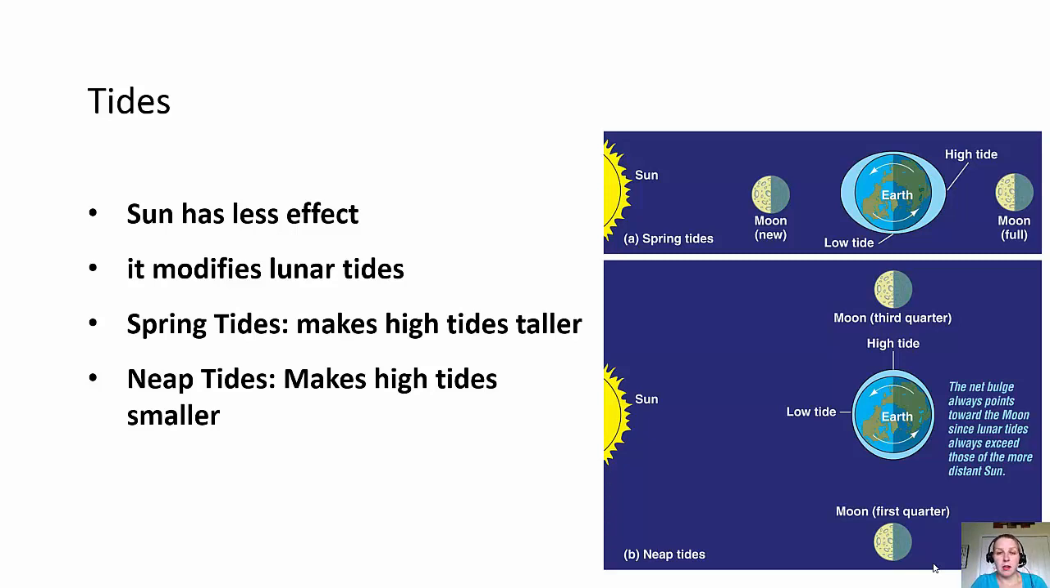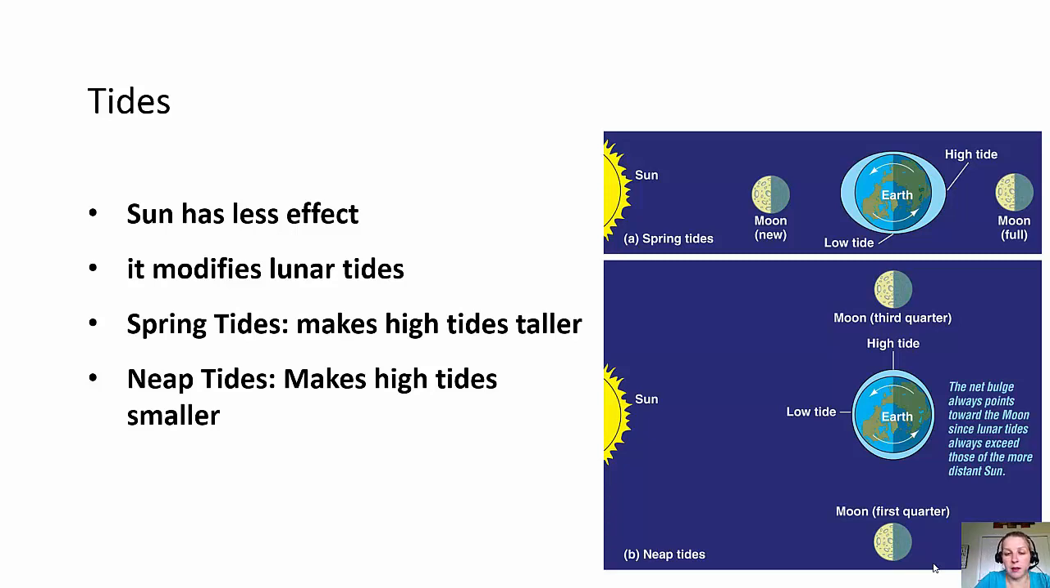There's two types of tides, spring tides and neap tides. So the spring tide is the top picture. In the top picture, you can see the sun, the moon, and the earth are all in an alignment, right? They're all in a straight line. And this is called a spring tide. It makes high tides taller. Okay.